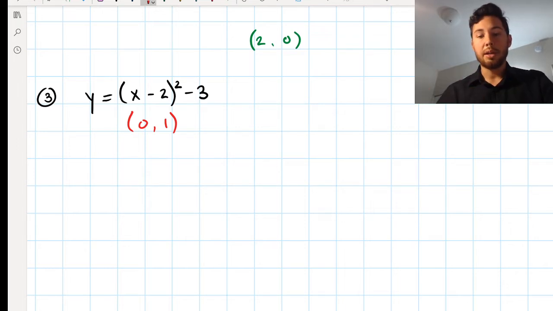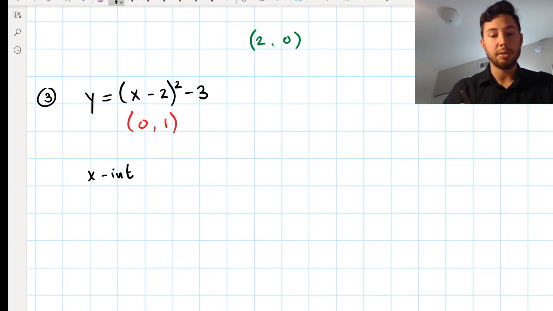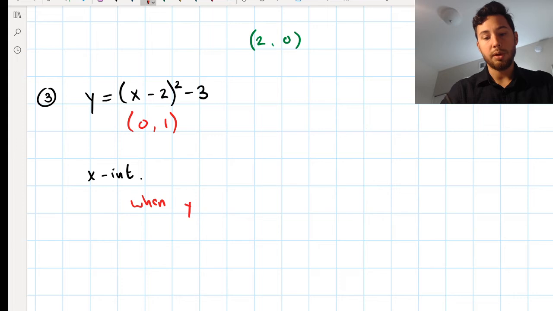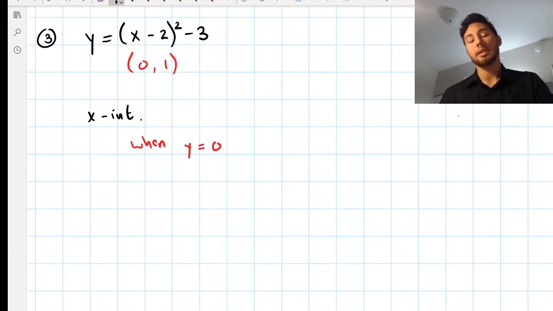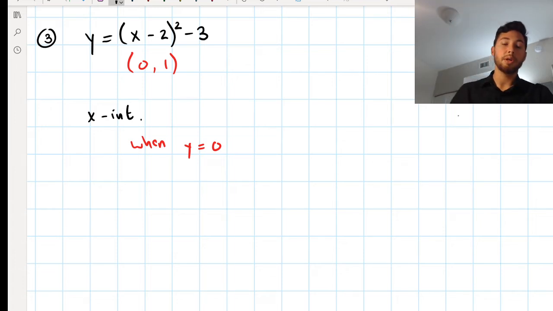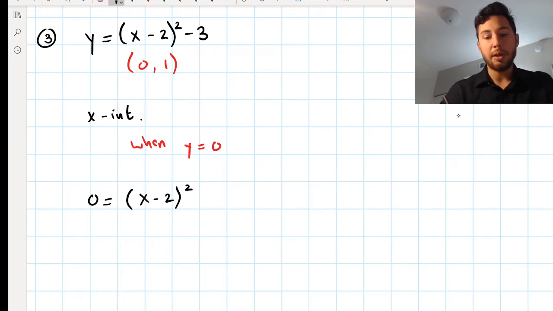So that'll be it. Now, in order for me to find the x-intercept, again, I'm going to plug in 0. I'll make the distinction here: x-intercept, and when y equals 0. And I can't drill that enough. You have to know that your x-intercept just means that I'm going to substitute 0 for my y. So this will be 0 is equal to (x minus 2) squared minus 3.